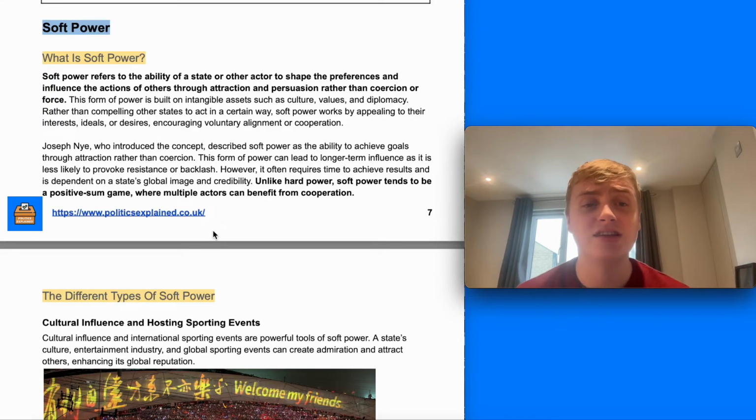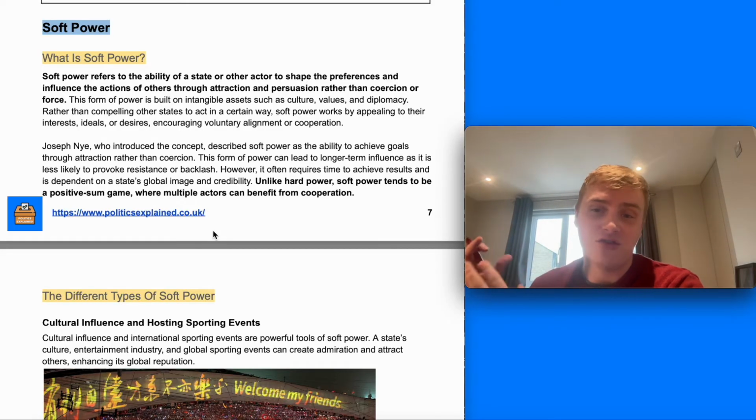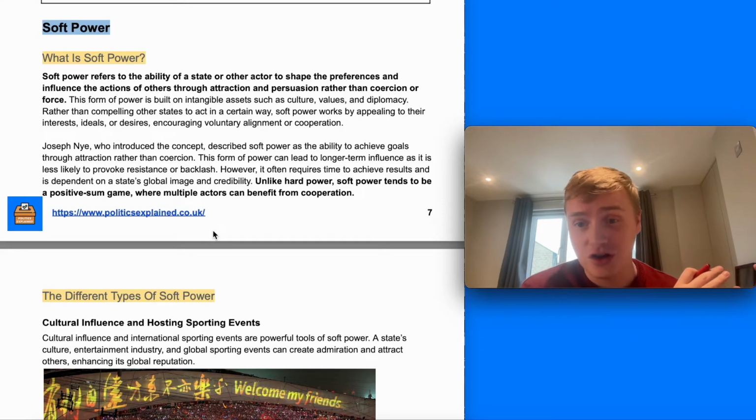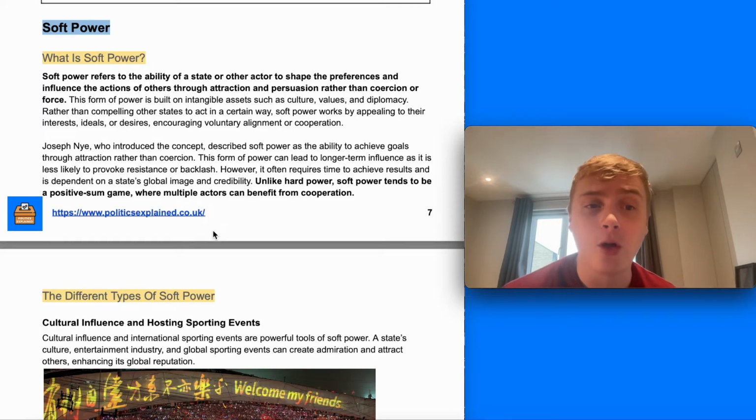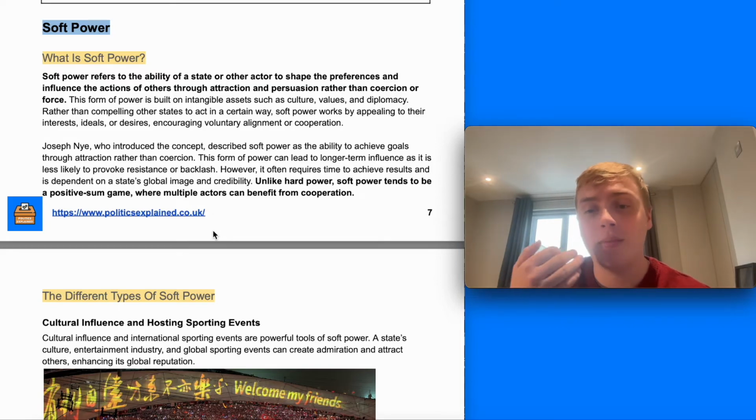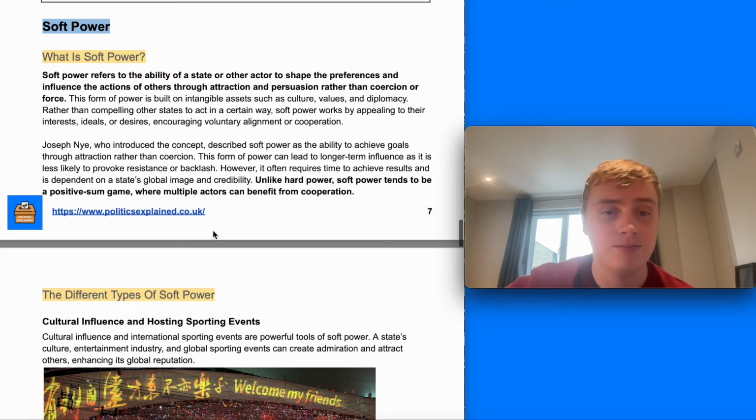And this refers to the ability of a state or other actor to shape the preferences or influence the actions of others through attraction and persuasion rather than coercion or force. And that's the key difference between soft power and hard power. It's built on more intangible assets. So it's not like you have a huge military, or you have the US dollar as a global reserve currency, or you're very rich as a country that has lots of assets and lots of oil and lots of economic power. Instead, it's more intangible assets such as culture, values, and diplomacy. And it's not about compelling states to act in another way. It's about bringing them along, appealing to their interests, and trying to get them to agree with you.